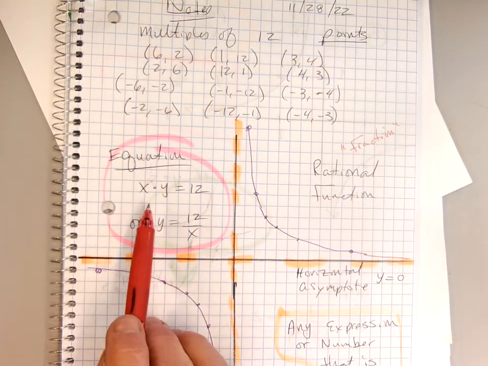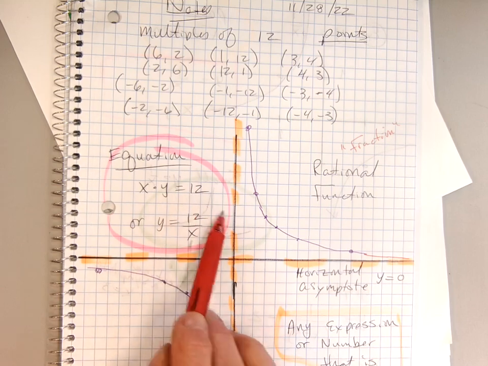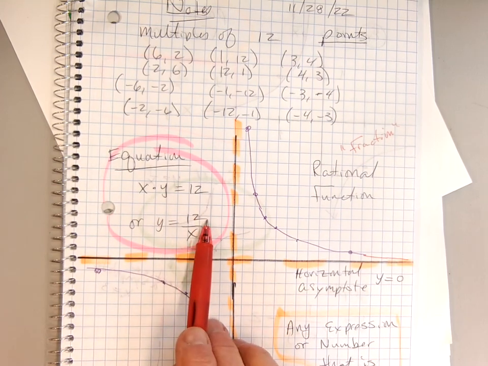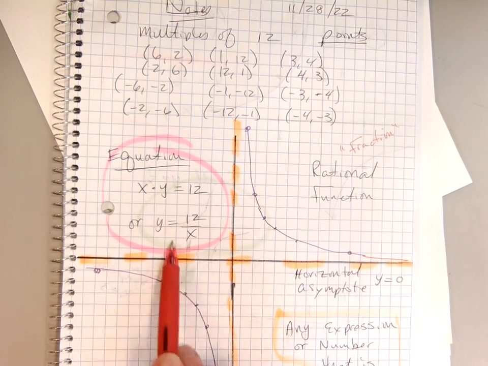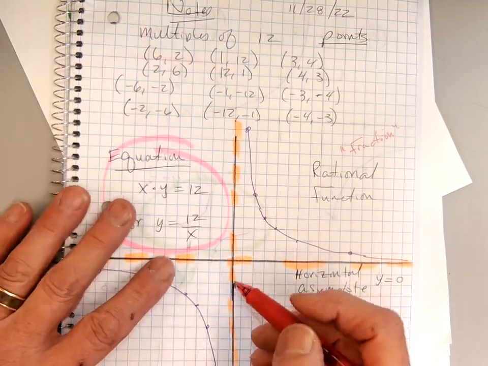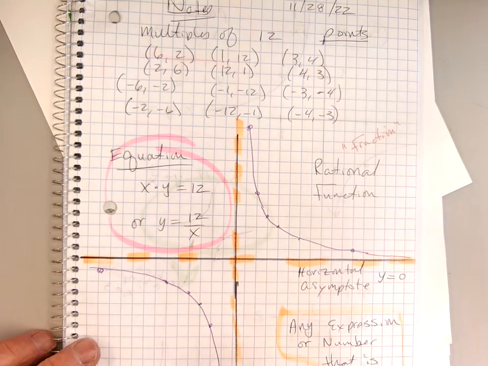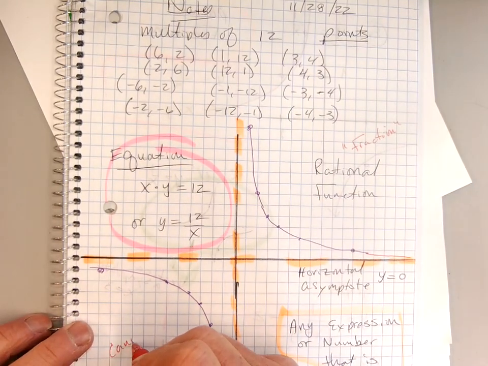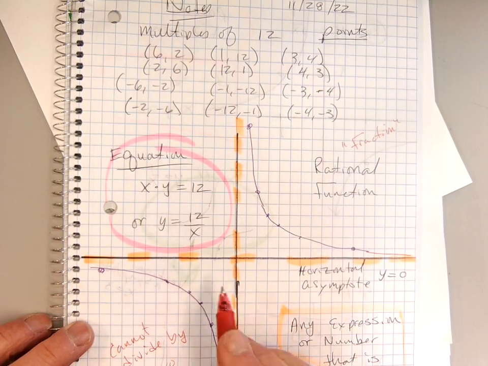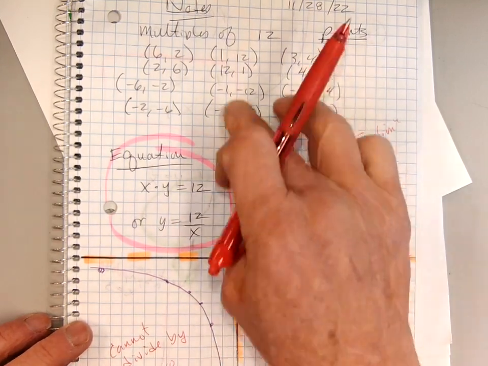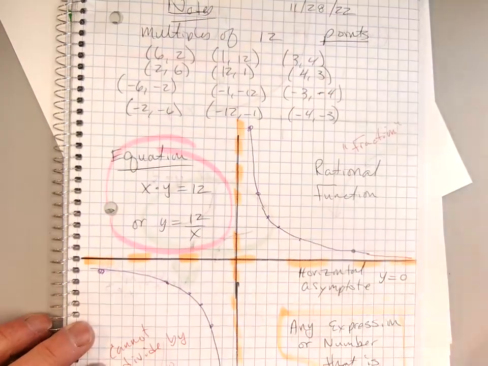So if we take a look at x times y equals 12, we can rewrite it as y equals 12 over x, okay? That's a rational function. We have a fraction. x cannot equal 0 because you cannot divide by 0. So if x is 0, it's undefined, and that's why we've got a vertical asymptote at 0, okay?